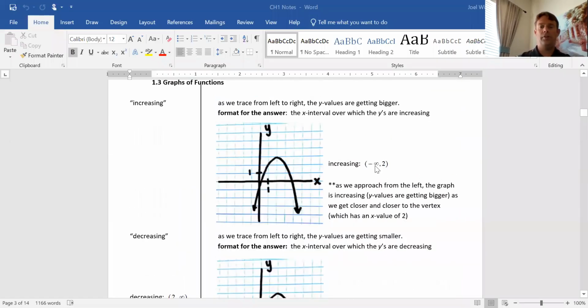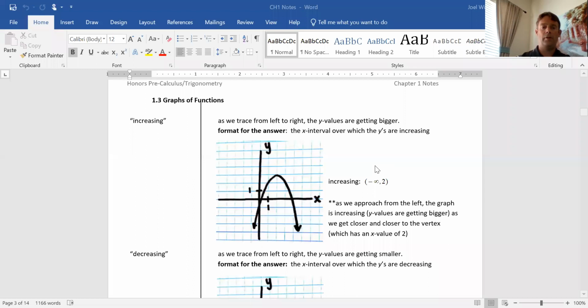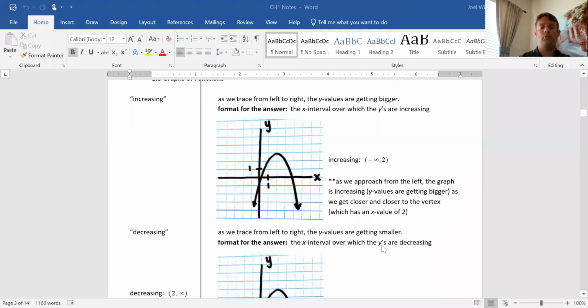All righty, so today we're going to be talking about graphs of functions, in looking at what they look like. The first thing we're going to talk about is how to determine if a graph is increasing or decreasing. In other words, increasing: when does a graph look like you're essentially climbing a mountain?